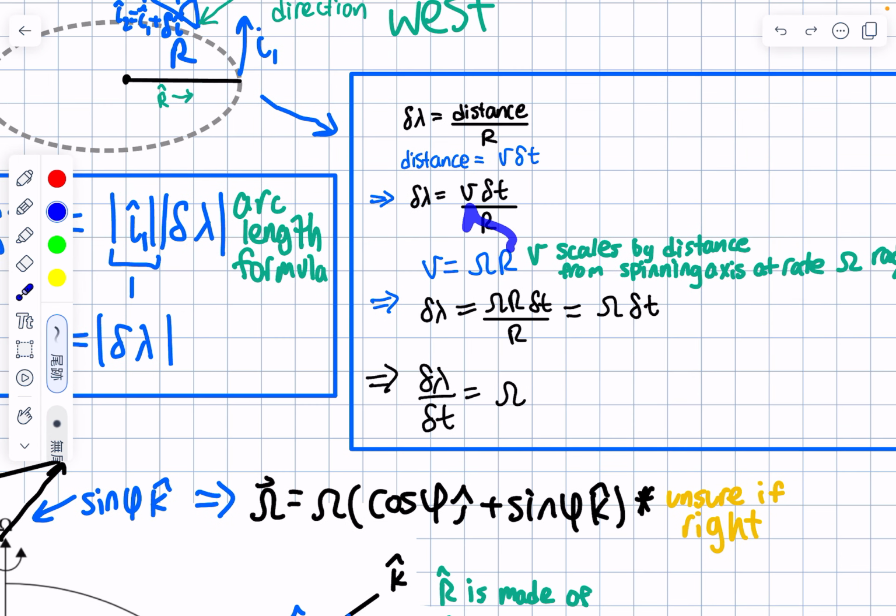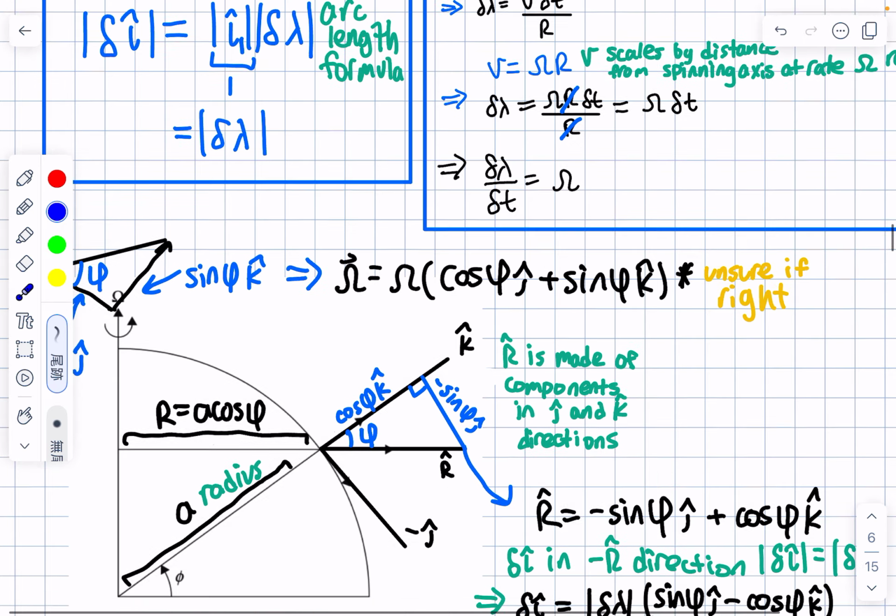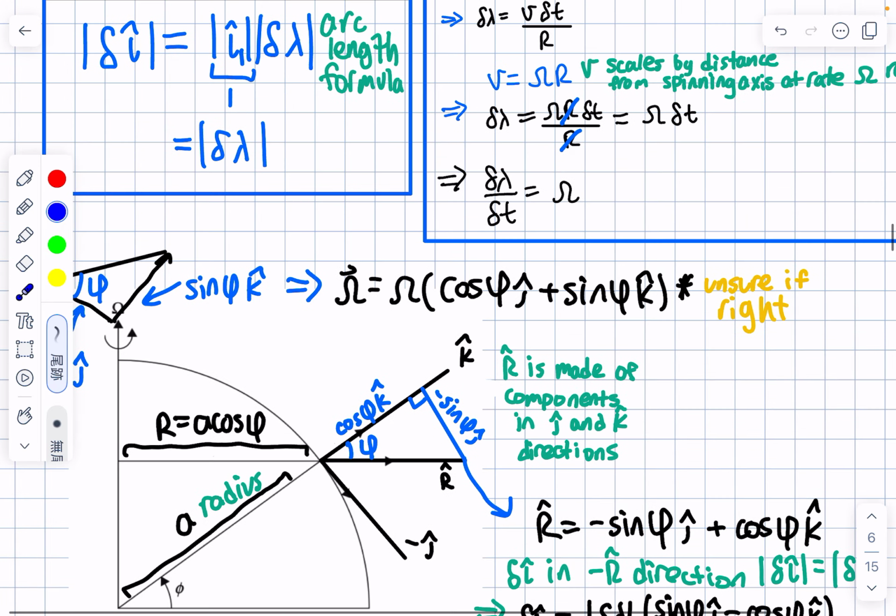So now we can plug this in here. We get delta lambda equals omega R delta t over R. The R's cancel out, and we're left with omega delta t. We divide delta t on both sides, and we get delta lambda over delta t is equal to omega, the rate that the axis is spinning in radians per second. Great.